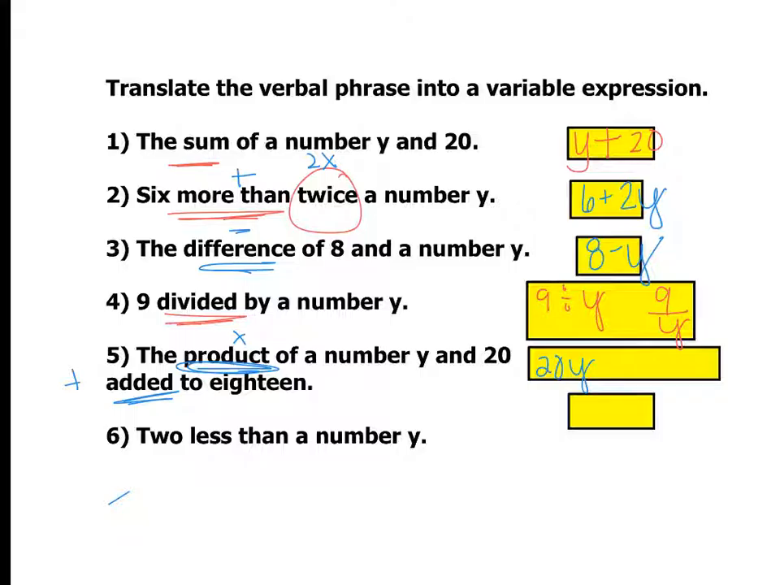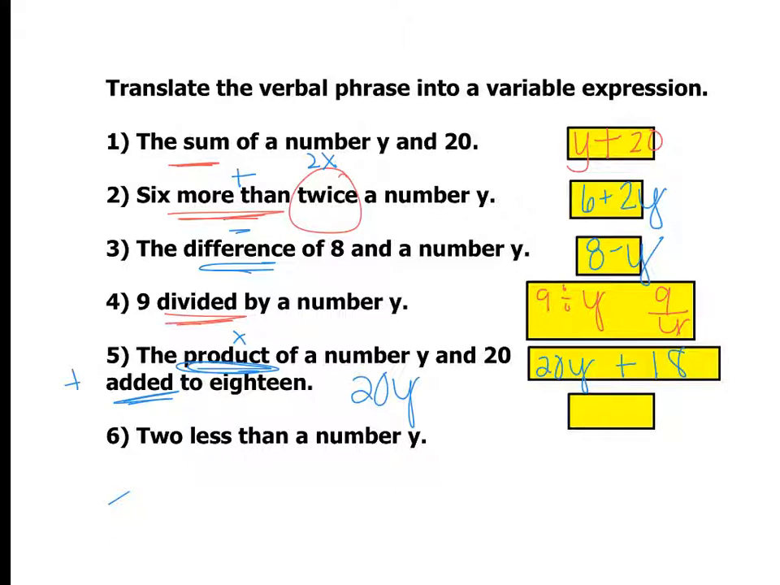And in algebra, I want you to notice that when we communicate multiplication with a number and a letter, we just write them next to each other. We don't need a symbol, just number next to letter. Okay, so the product of y and 20, 20 times y, added to 18. There's our expression. I didn't do a very good job writing that 18. Let me back up and write that again.